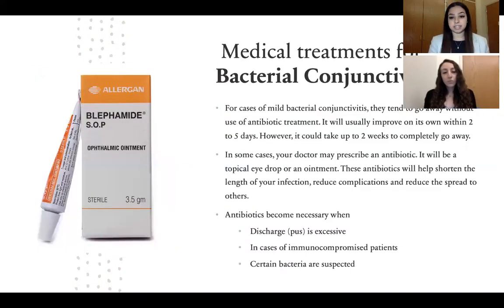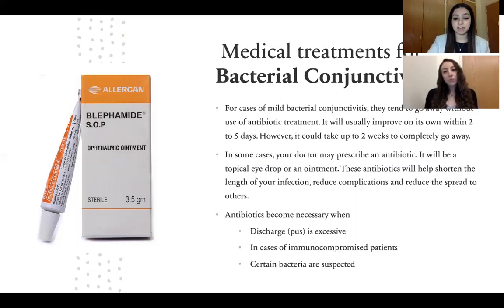Medical treatments for bacterial conjunctivitis. For cases of mild, they tend to go away with the use of antibiotic treatments. It'll usually improve on its own within 2 to 5 days. However, it could take up to 2 weeks to completely go away. In some cases, your doctor may prescribe an antibiotic. It will be a topical eye drop or an ointment. These antibiotics will help shorten the length of your infection, reduce complications, and reduce the spread to others.